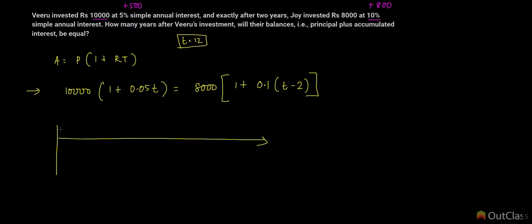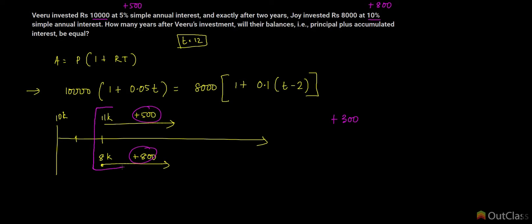So he's starting at 10k. Year 1, year 2, by that time he is already at 11k. And then he is increasing at 500 every year. At this point in time, Joy has just invested and he is at 8k. And then it is increasing at plus 800 per year. So if you look at the delta here, it's plus 300. The gap between them is closing at 300 rupees a year, but the initial gap is 3000.